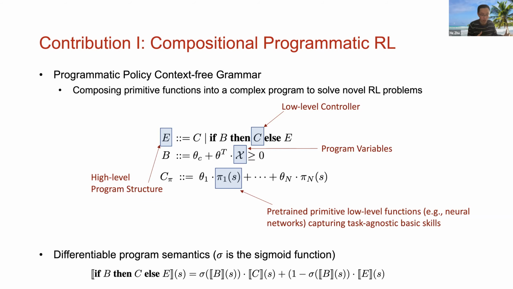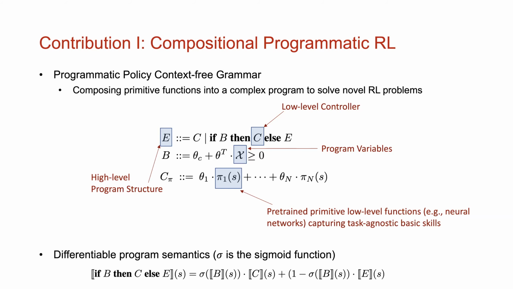In certain conditions, we want to invoke one low-level function, and in other conditions, we may switch to a different low-level function. For the cheetah example, when we find the cheetah is very close to a hurdle, we may want to invoke the jump up function. And if there's nothing in front of the cheetah, we may want to invoke the move forward function. So we switch back and forth between these low-level primitive functions to compose them into a complex program to solve a complex RL problem.